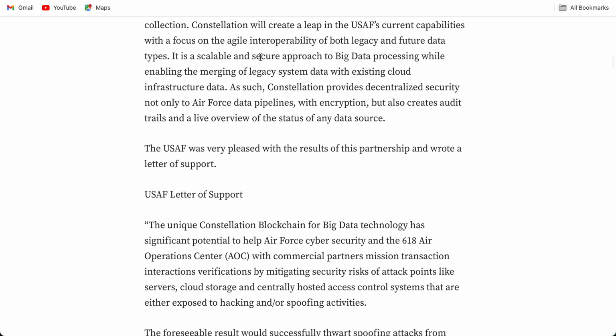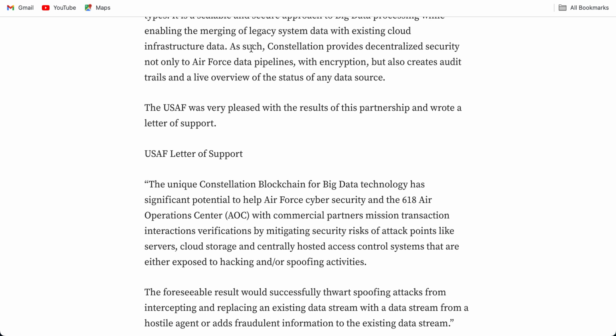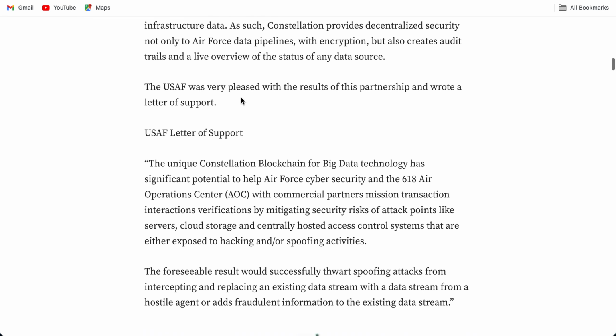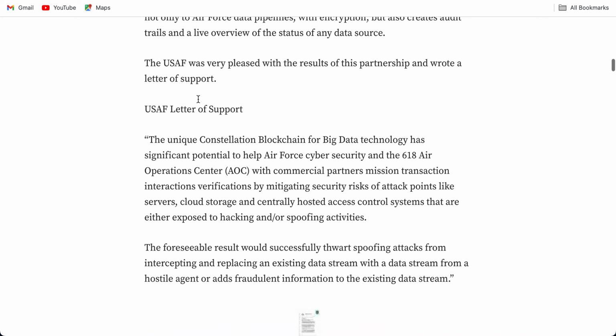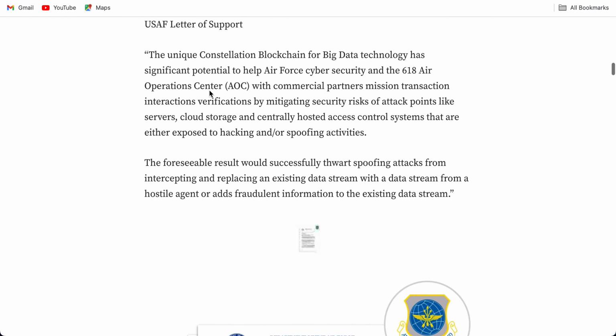It is a scalable and secure approach to big data processing while enabling the merging of legacy system data with existing cloud infrastructure data. As such, Constellation provides decentralized security not only to Air Force data pipelines with encryption, but also creates audit trails and a live overview of the status of any data source. The USAF was very pleased with the results of this partnership and wrote a letter of support. So this is the letter of support.